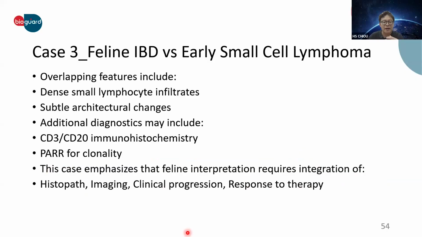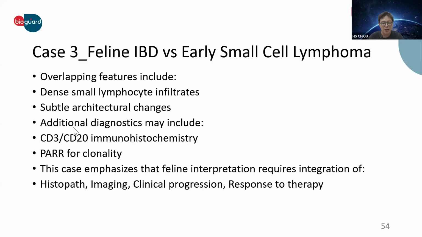So we cannot rely on scoring systems the same way we do in dogs. When findings are borderline, additional diagnostics may help, like IHC for CD3 and CD20, and PARR PCR to evaluate clonality. These tools can increase diagnostic confidence. But even then, some cases remain ambiguous.